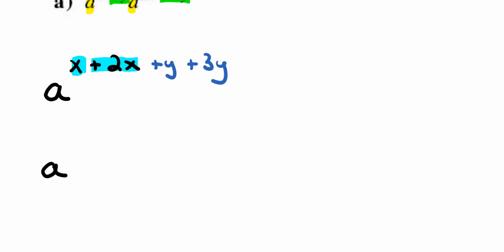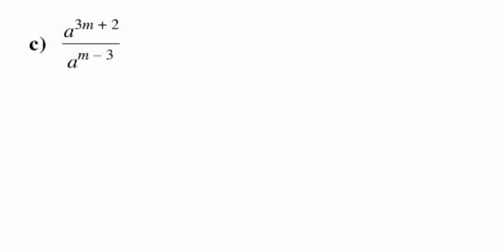So x plus 2x, that's like 1x box plus 2x boxes, which is 3x boxes, plus y plus 3y, so we're just adding, right? 1 plus 3 is going to be 4, so 4y. So a to the power of 3x plus 4y. Same concept, but we're just giving you variables instead of numbers on the powers here.